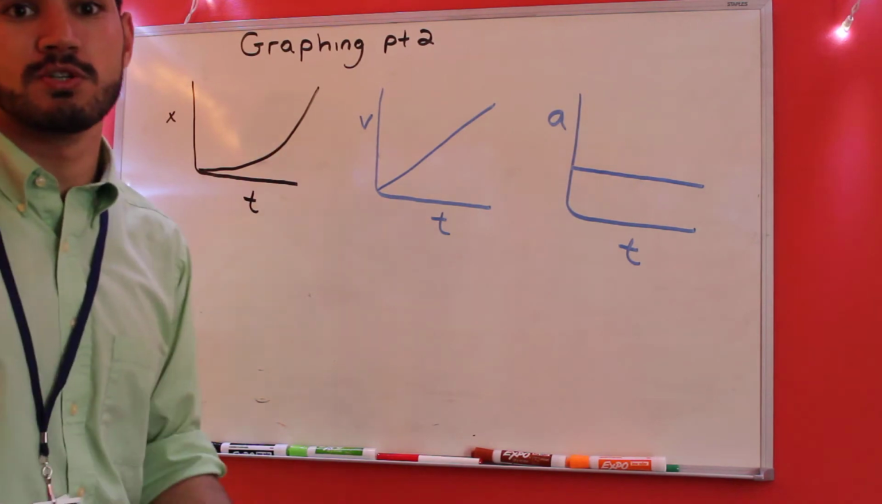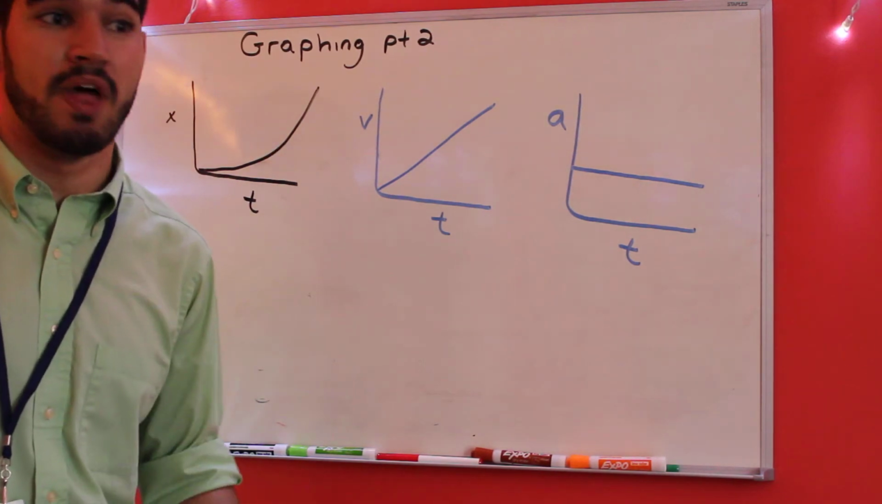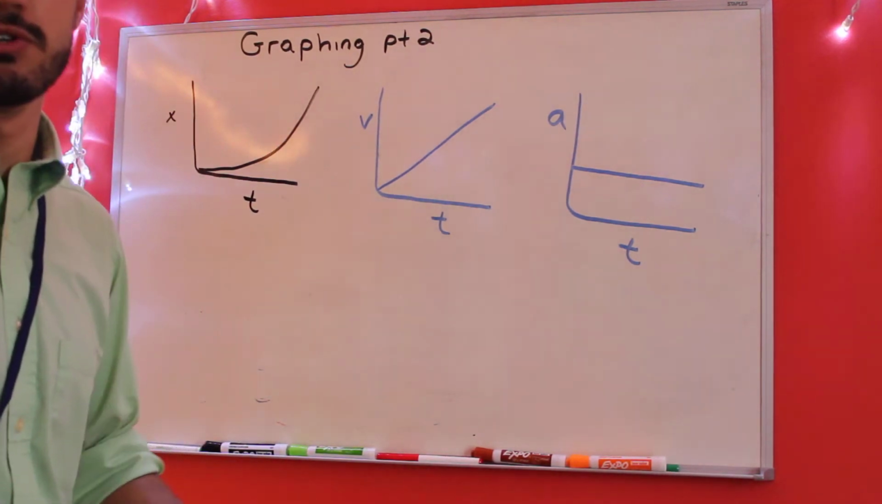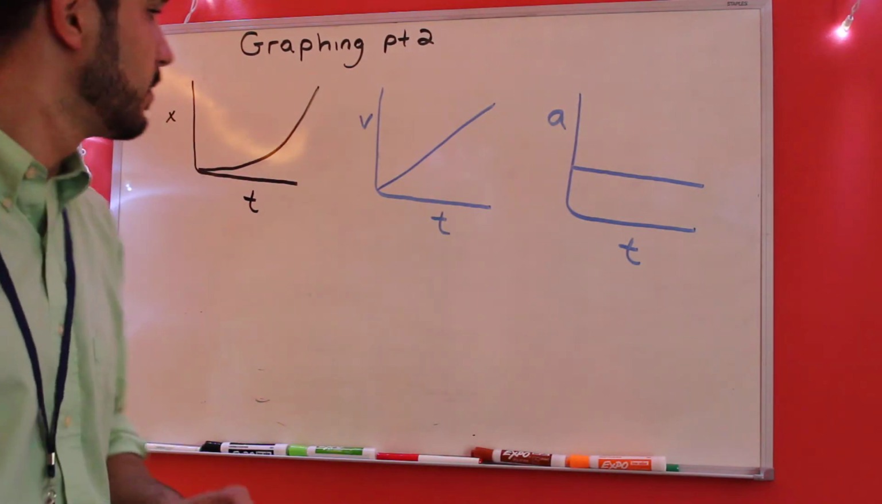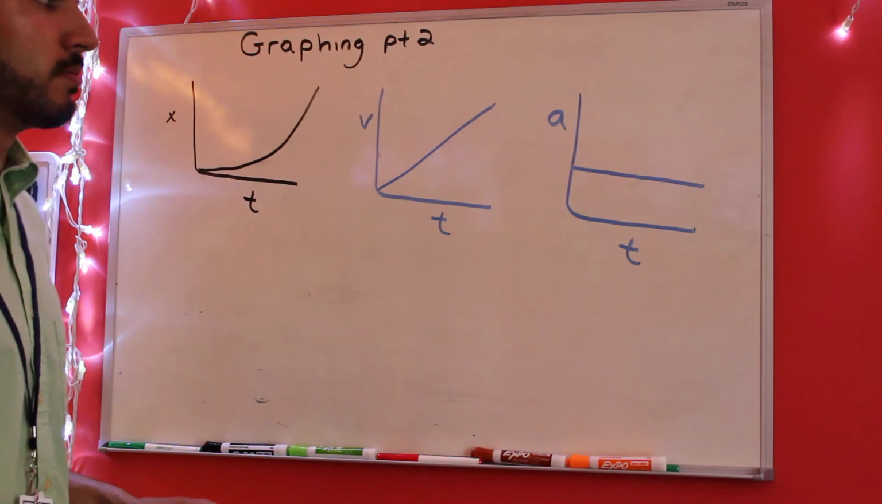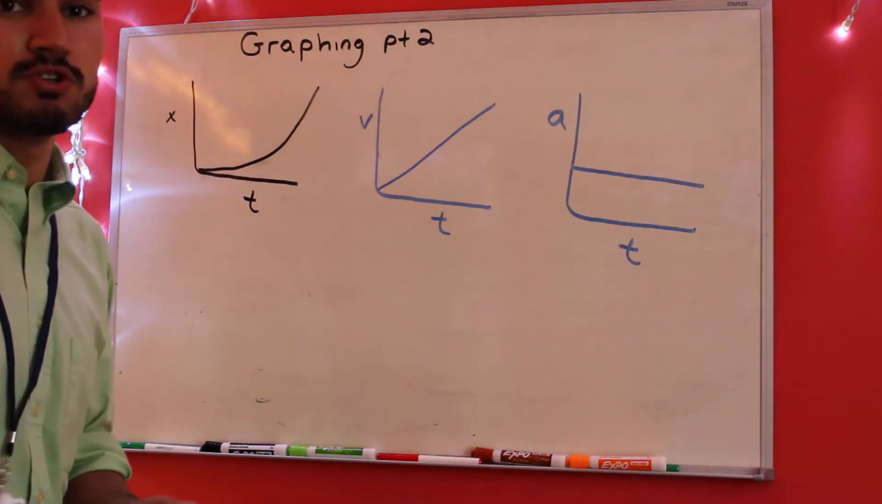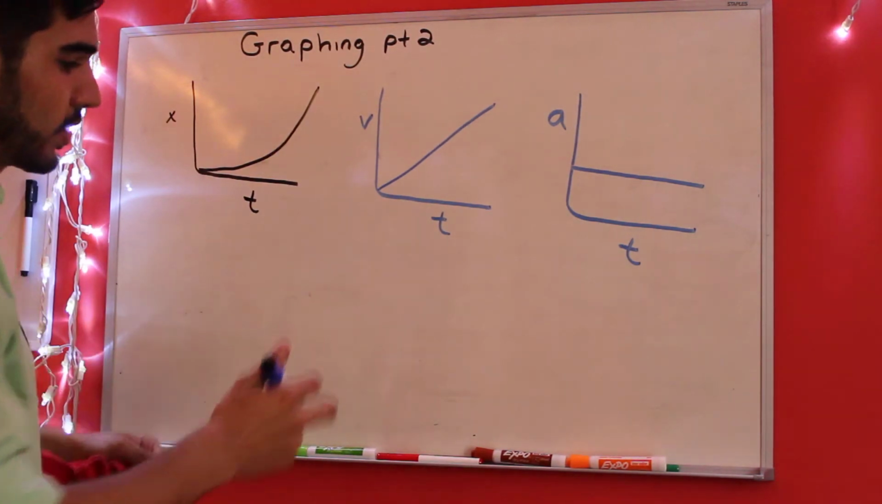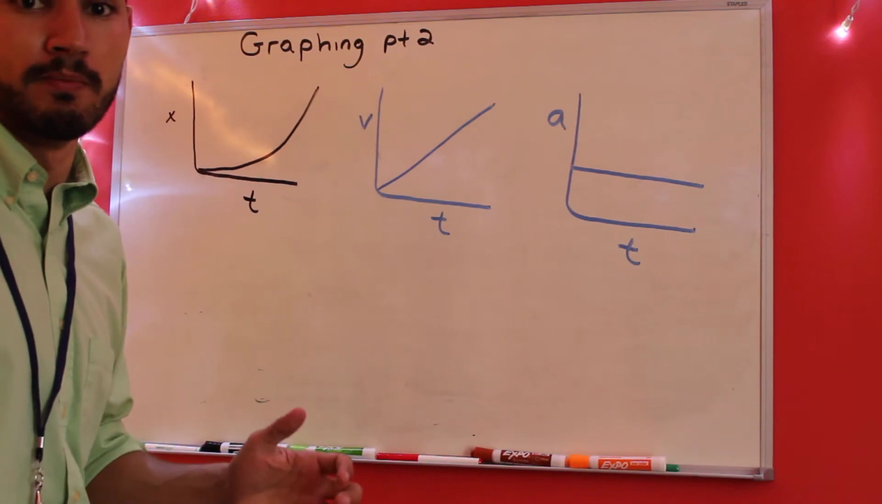Now you're probably saying, Mr. Mantilla, what the heck is that? That makes no sense. I understand. Give me a minute. This x is increasing like this because, for example, if you were to drop an object, I'll do some quick math and it'll make some sense.